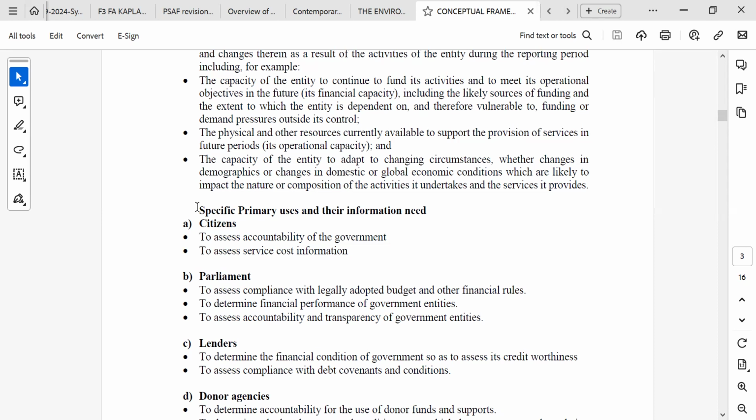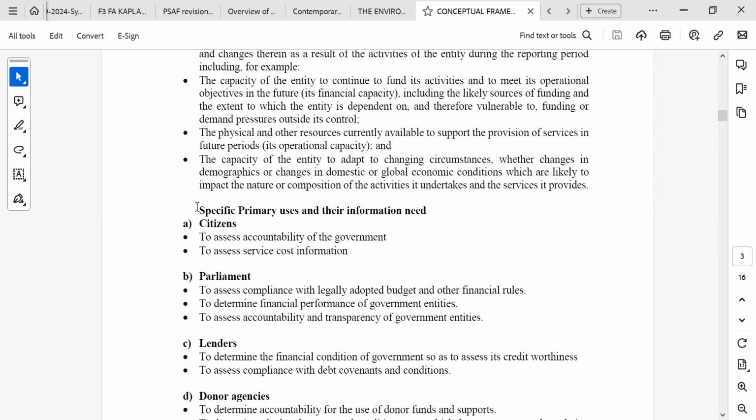The first one is to assess accountability of the government, or whoever is put in charge to manage the public resources. We want to know how the resources have been utilized. So if you are taking the financial information of the health sector, you look at it and say, okay, they have been given this amount of money, how was the amount spent? That is the purpose of accountability.